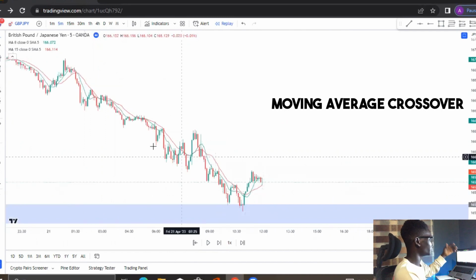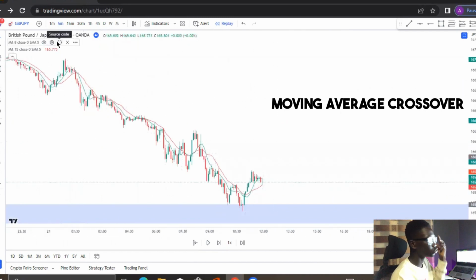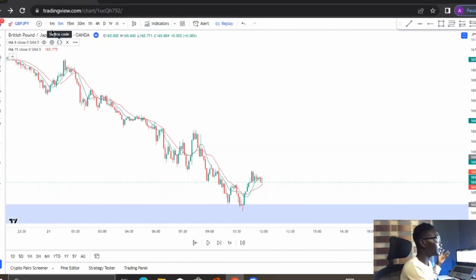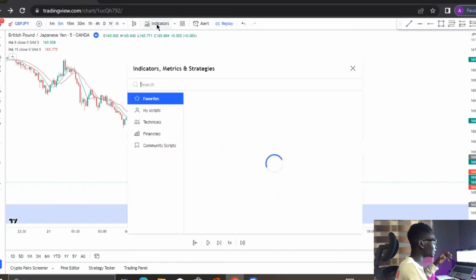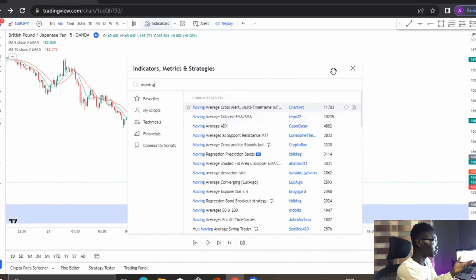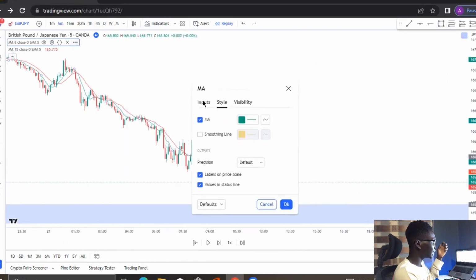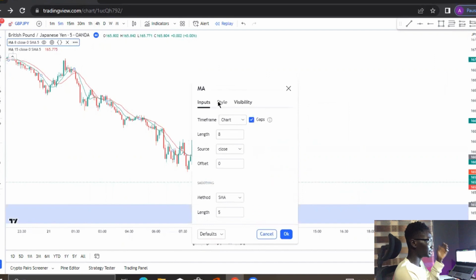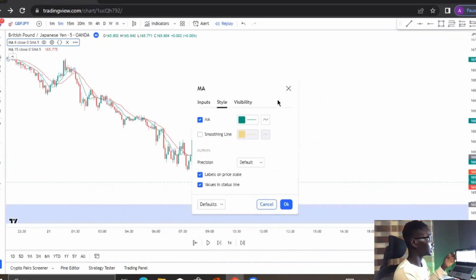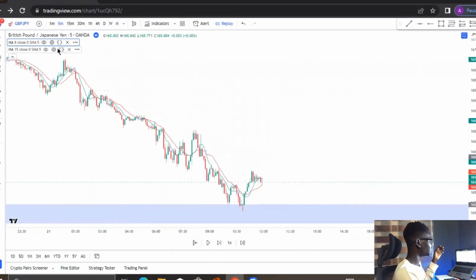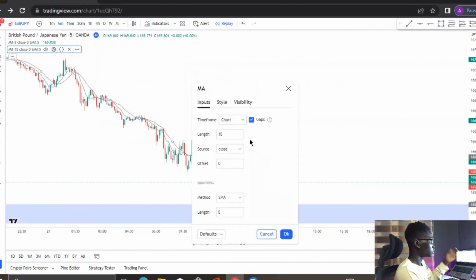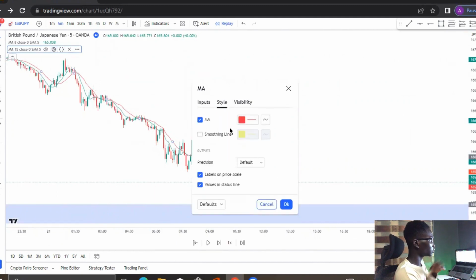Like I told you guys before, those following my videos, I use the 2 moving average crossover, which is the 8 and the 15 MA. If you don't have this crossover, you can quickly go to your chart on TradingView, type moving average crossover, and add 2 of them. I have them right here. You can set the first one's length to 8 and the color to green, and then set the second one's length to 15 and the color to red.